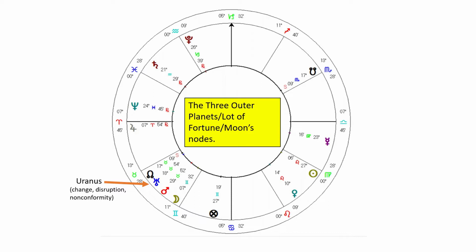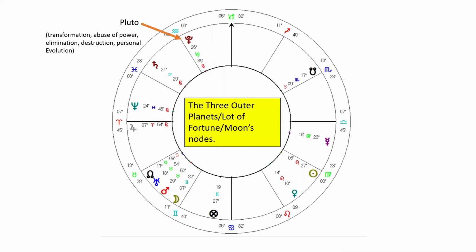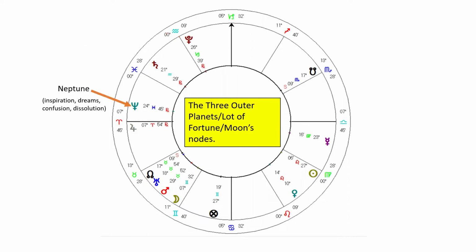Neptune, which we can only see with a telescope, was confirmed as a planet in the mid-19th century, and Pluto was discovered in the 1930s. In 20th century astrology, the outer planets began to be associated with the Jungian unconscious mind. So, generally speaking, Uranus represents change of all kinds, disruption, also nonconformity. Neptune represents inspiration. It can stand for music, for dreams, confusion, dissolution, where we get lost.